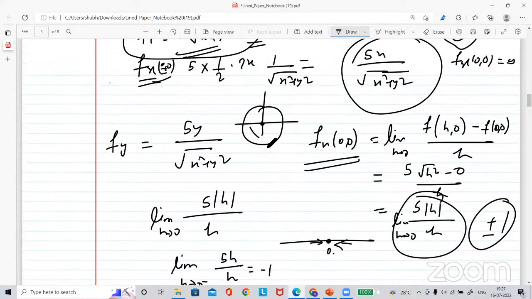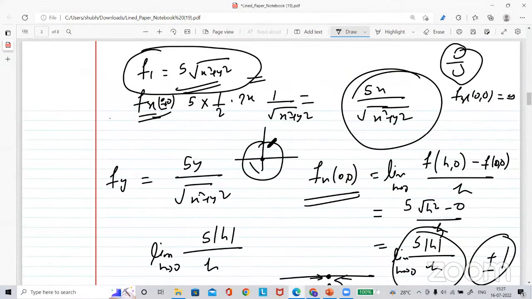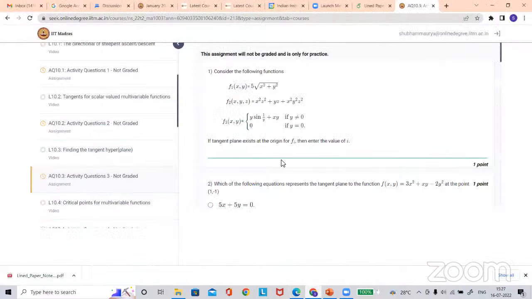It will not exist because your partial derivative does not exist at 0. But the sufficient condition for the existence of a tangent line, or tangent plane, is that the partial derivatives should exist and be continuous around some open ball.